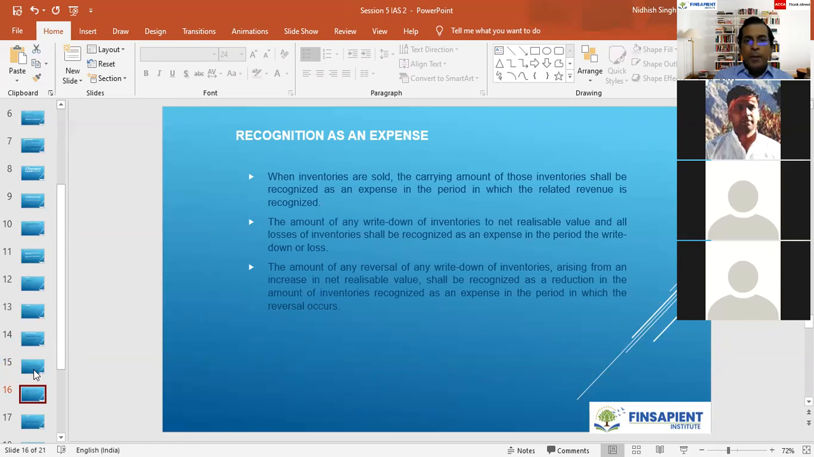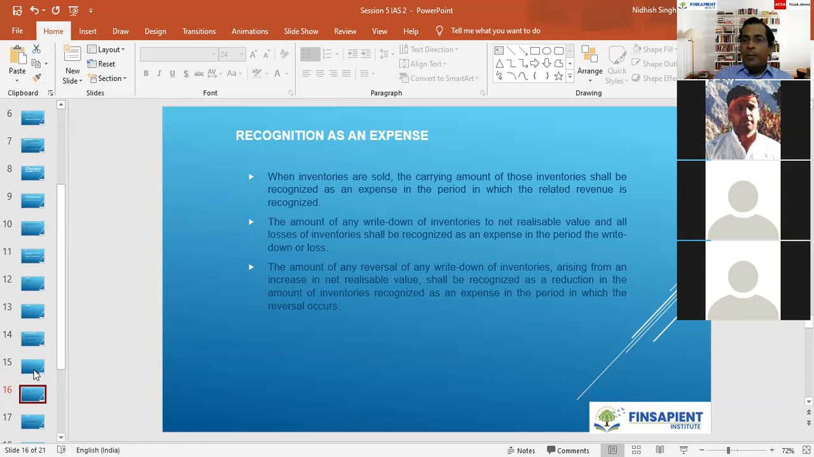Recognition as an expense. When inventories are sold, the carrying amount of those inventories shall be recognized as an expense in the period in which the related revenue is recognized. Okay, simply whenever the revenue is recognized, there is a cost of goods sold, COGS, in order to calculate the gross profit.